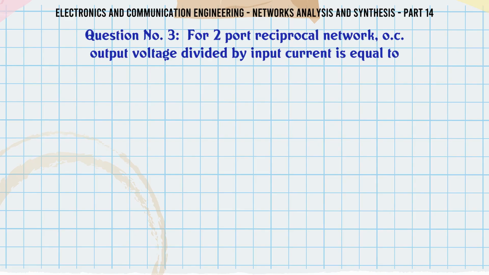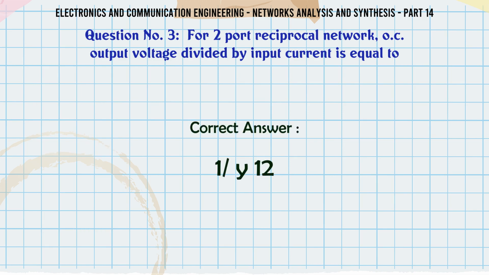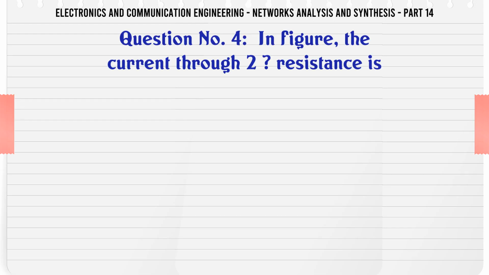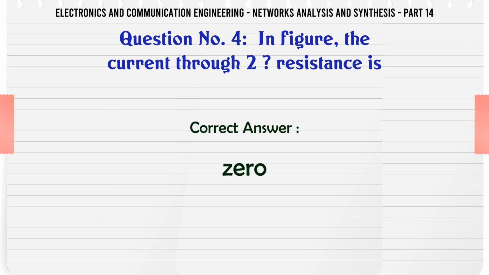For a two-port reciprocal network, the open-circuit output voltage divided by input current is equal to A. B, B. Z12, C. 1/Y12, D. H12. The correct answer is 1/Y12. In the figure, the current through the two resistances is A. 0, B. 2 A, C. 2 A, D. 1 A. The correct answer is 0.